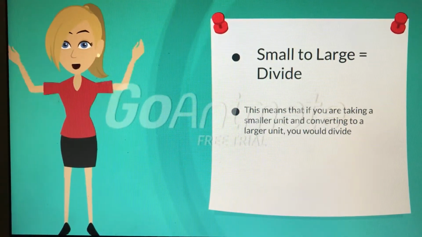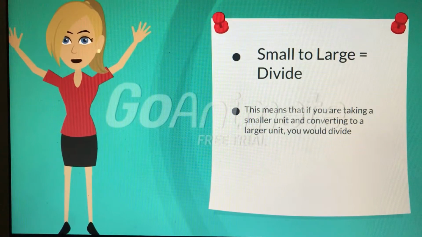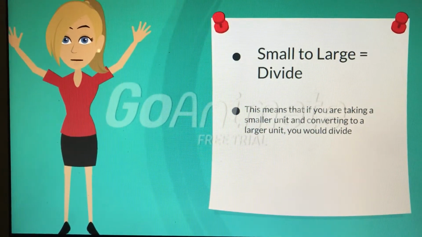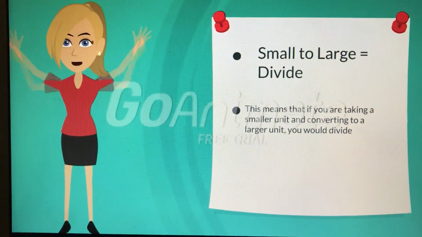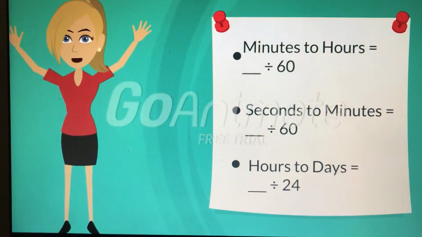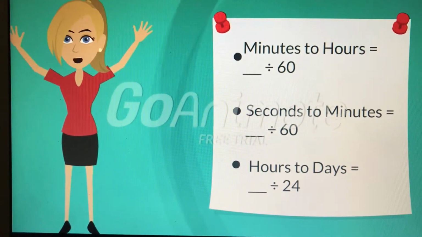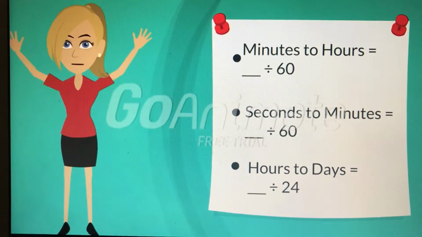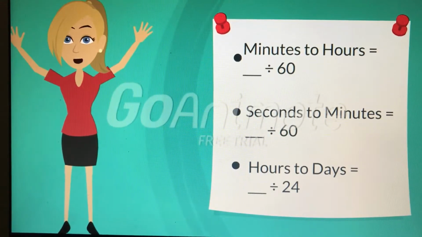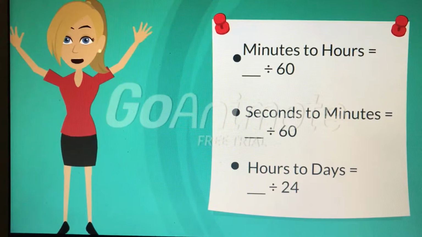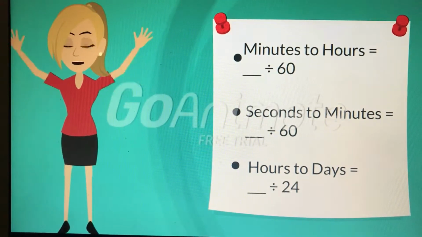From the time conversion rule, the small to large equals divide means that if you are taking a smaller unit and converting to a larger unit, you would divide. Some examples of this time conversion rule include minutes to hours, where you would take the amount of minutes and divide it by 60. Seconds to minutes, where you would take the amount of seconds and divide it by 60. And hours to days, where you would take the amount of hours and divide it by 24.